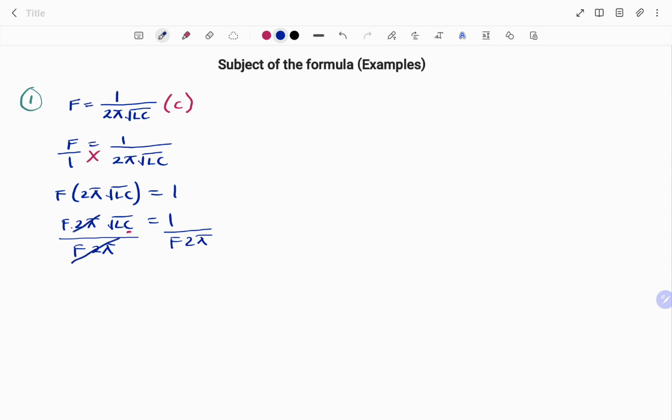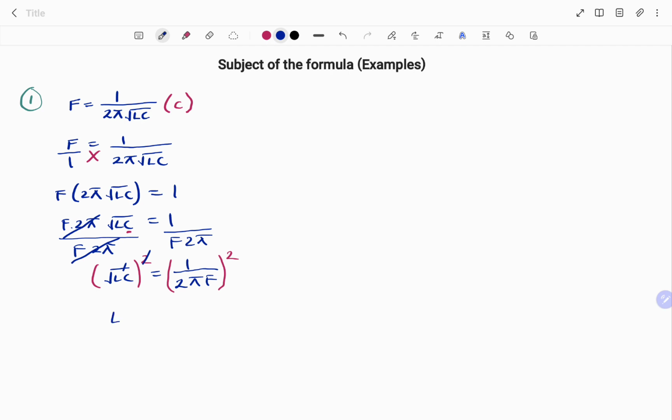This cancels, as this goes here 1. We are left with square root of LC equals, I'm going to put my whole number in front, so I have 2 pi f to make it tidy. Then I need to get rid of my square root. How do I get rid of my square root? By squaring both sides. Because I'm squaring the left hand side to get rid of my square root, I'm also going to square my right hand side. The square here cancels my square root.